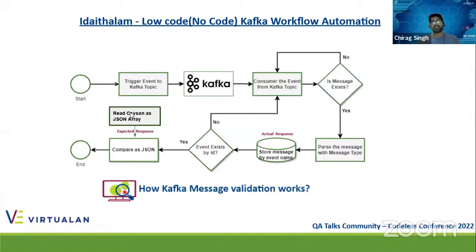Here the actual JSON is compared with the comma separated expected JSON. The expected JSON is what we need to give, that this type of message will come from a Kafka topic, and this is the actual JSON which comes when we consume that particular Kafka topic. Then we are able to validate the Kafka message. So this is the way these frameworks validate the Kafka event message.